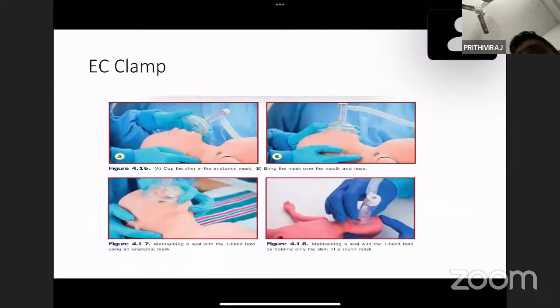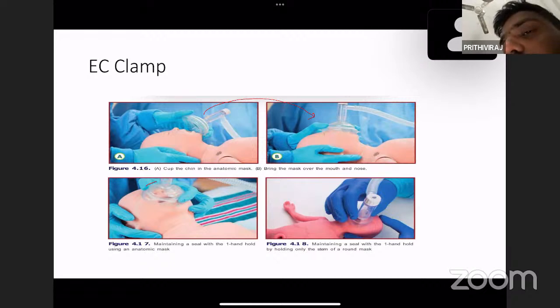So this is the E-C clamp. Once you have to give positive pressure ventilation, position the child, and first you have to do an E-C clamp. From the chin towards the nose, you have to apply, and then you have to hold in the way of the E-C clamp, which is shown.